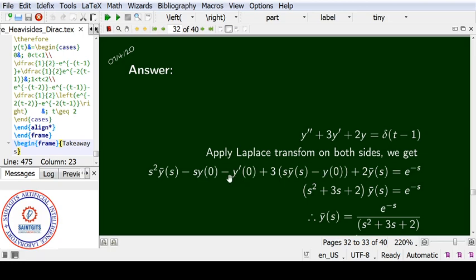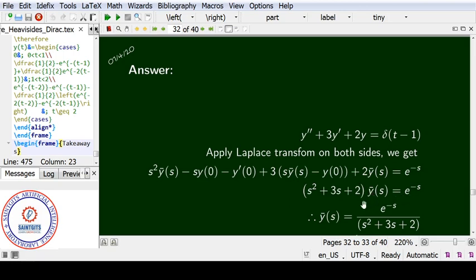When we put the initial values in this problem, y of 0 and y dash of 0 are 0. So this term goes to 0, this term goes to 0, and again y of 0 goes to 0. So we have only the y bar of s term. I collect it together, y bar of s into s square plus 3s plus 2 is equal to e raised to minus s. Next step is solve for y bar of s.